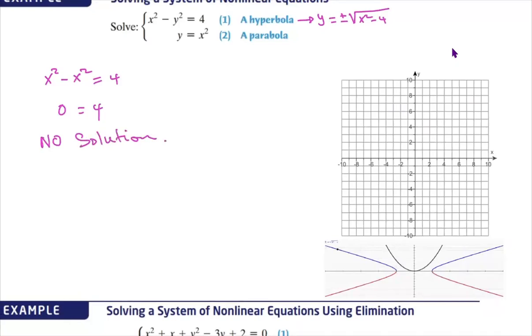But in this case, the most important thing would be to sketch the graph and see that they don't intersect. And then that will be the algebraic steps to show that there is no solution. So you have your solution set equals the empty set.